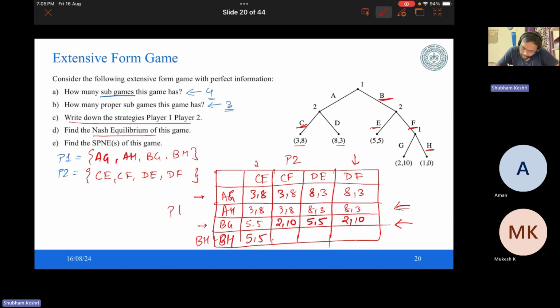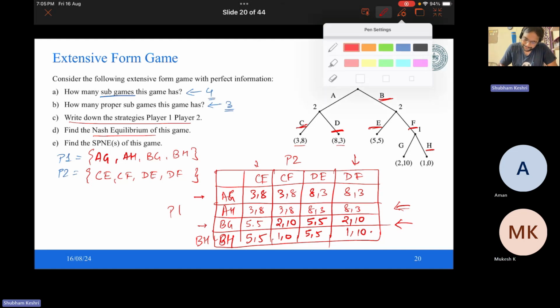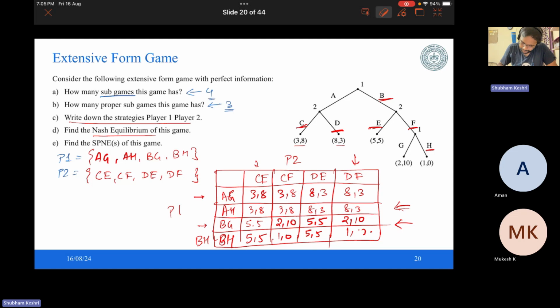CF. So it will be 1, 0. Again, D, E, 5, 5. And D, F, it will be 1, 10. All right. 1, 0. Okay. Yes. 1, 0.